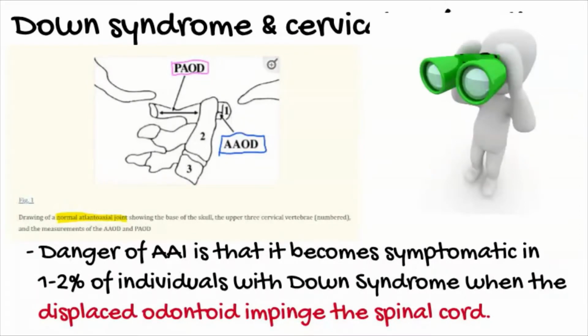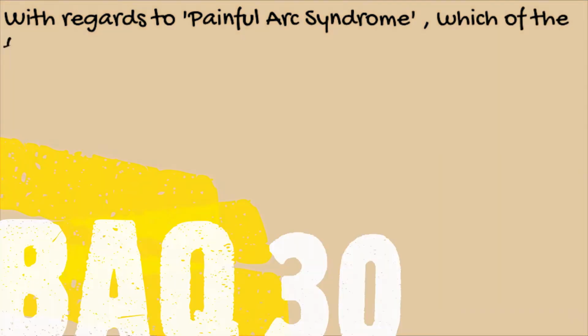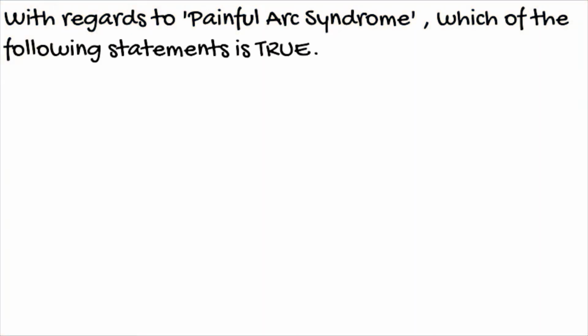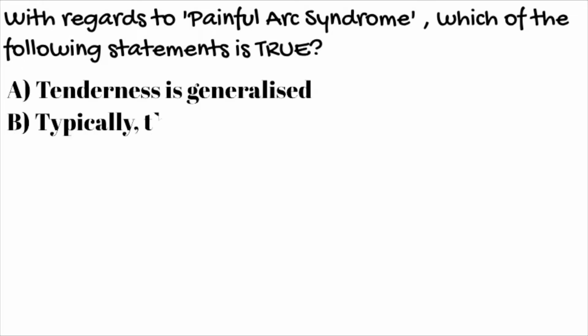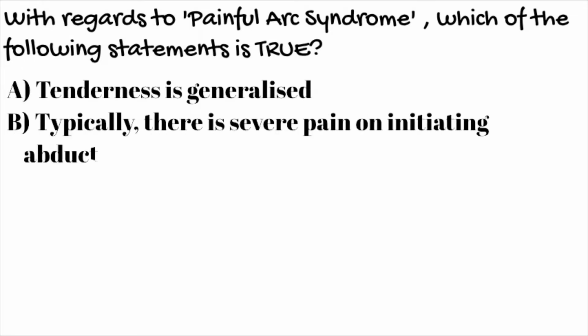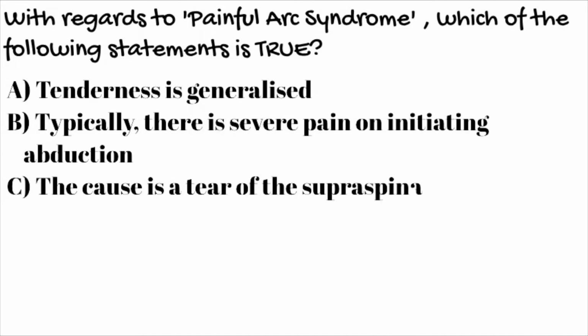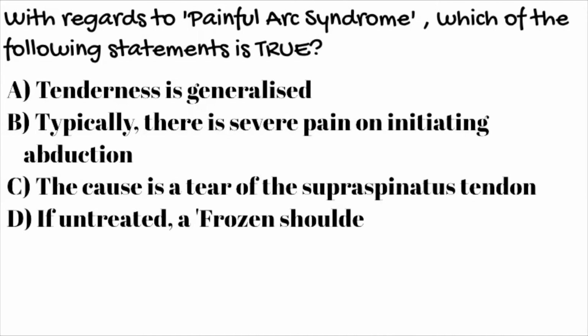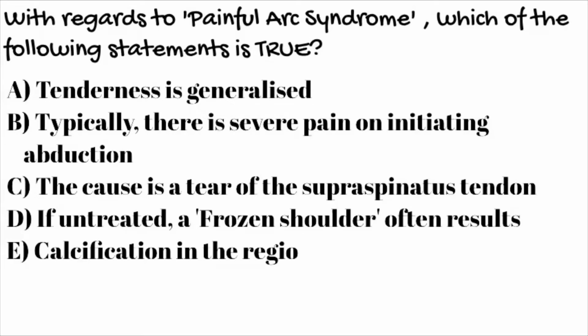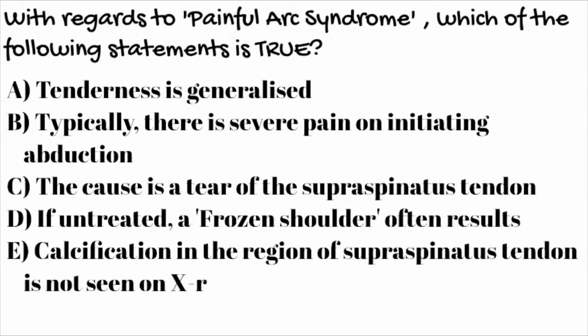Thank you. With regards to painful arch syndrome, which of the following statements is true? A. Tenderness is generalized. B. Typically, there is severe pain on initiating abduction. C. The cause is a tear of the supraspinatus tendon. D. If untreated, a frozen shoulder often results. E. Calcification in the region of the supraspinatus tendon is not seen on X-ray radiograph.